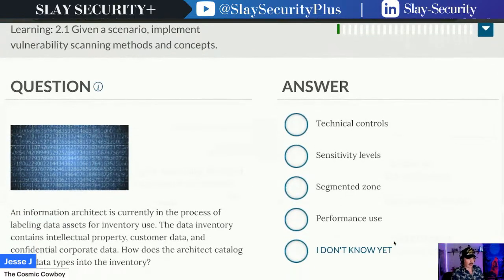An information architect is currently in the process of labeling data assets for inventory use. The data inventory contains intellectual property, customer data, and confidential corporate data. How does the architect catalog these data types into the inventory? Through sensitivity or technical controls, sensitivity levels, segmented zones, or performance use?